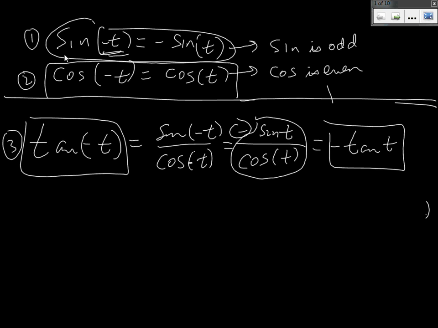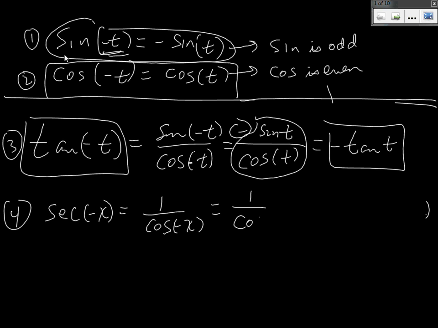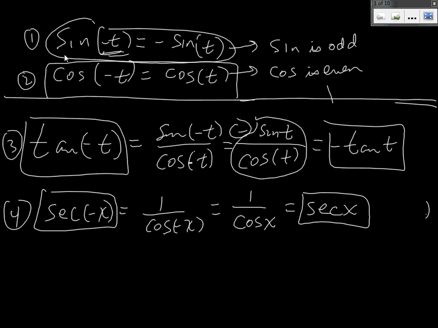Tangent function is odd. Well, what about, say, the secant of negative x? Well, secant of any angle is 1 over cosine of that same angle. But the cosine of negative x is just the cosine of x. And 1 over cosine of x is secant of x. That is, the secant function is even. The reciprocal of an even function should be even. Number 5.